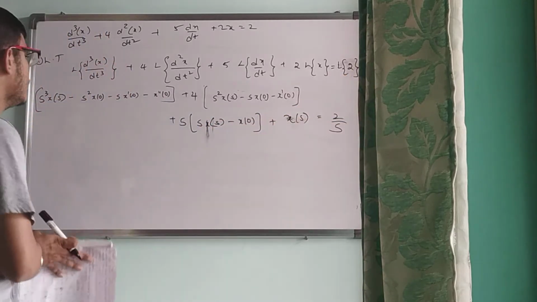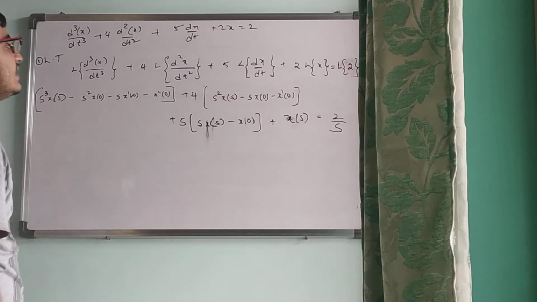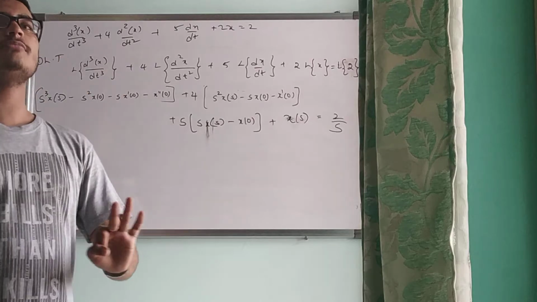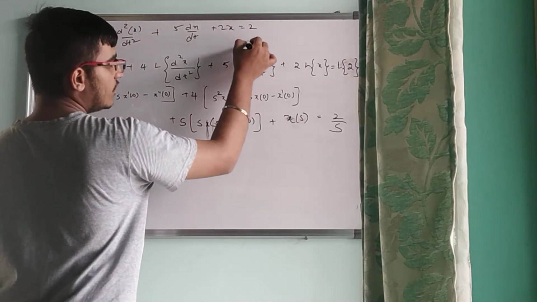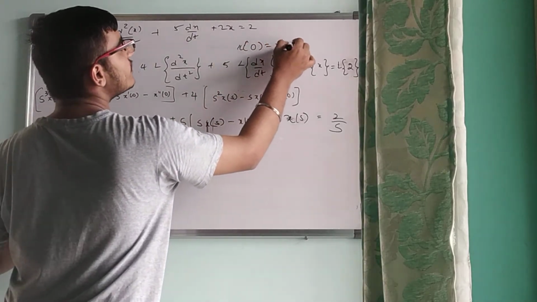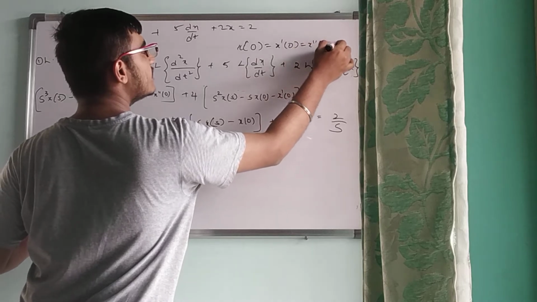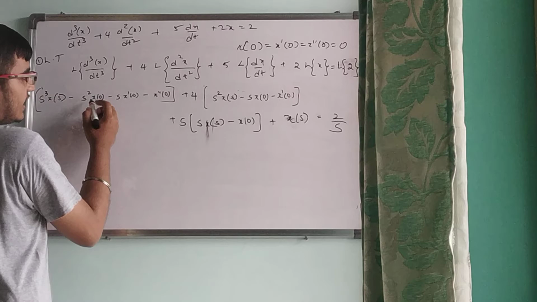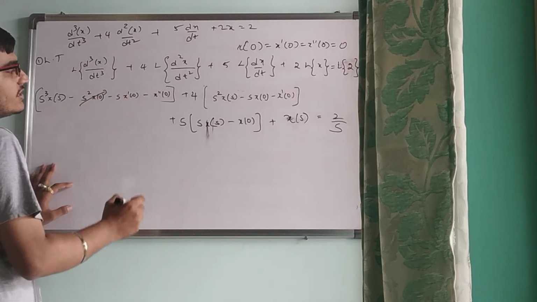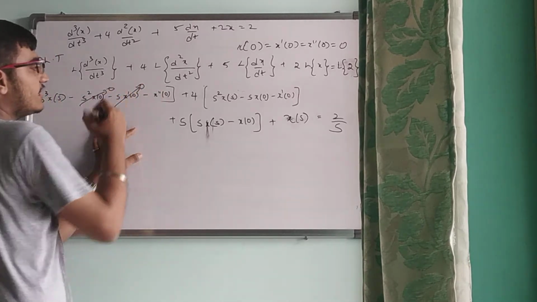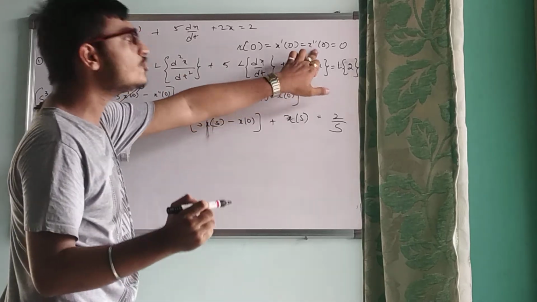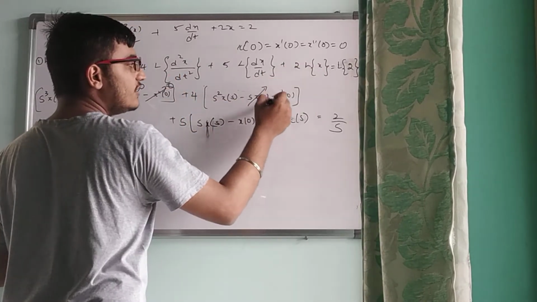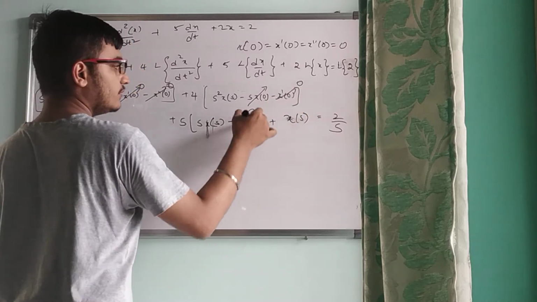Right? Now in the question it is given that x of 0 is equal to x dash of 0 is equal to x double dash of 0 is equal to 0. So your x of 0 is 0, so this term becomes 0. X dash is 0, so this also becomes 0. X double dash is also 0, so that value also becomes 0. So all your functional values at 0 are 0.